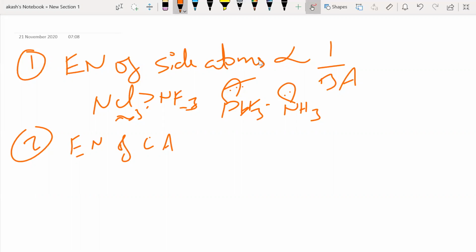So whenever the electronegativity of the central atom increases or decreases, what do you think? Now obviously, PH3 will have lesser bond angle. If you can remember the shapes properly, this would have been the shape of PH3. So this lone pair and your bond pair here are going to undergo more repulsion than in the case of NH3.